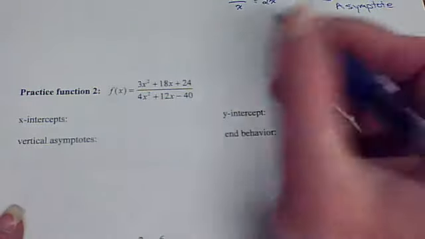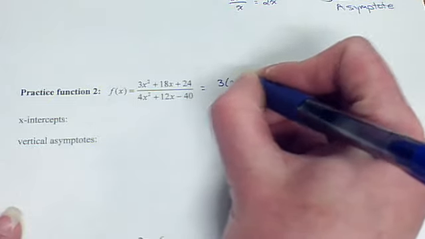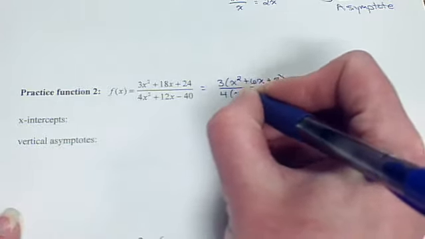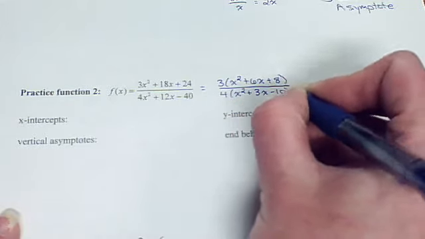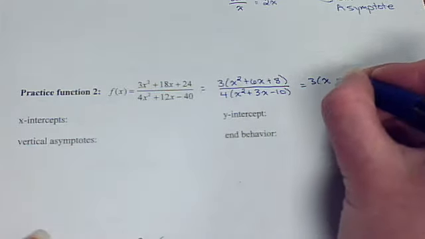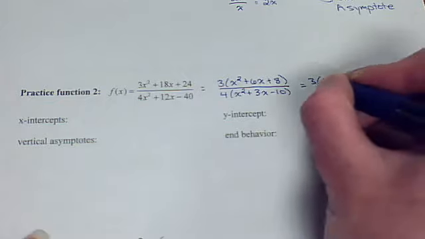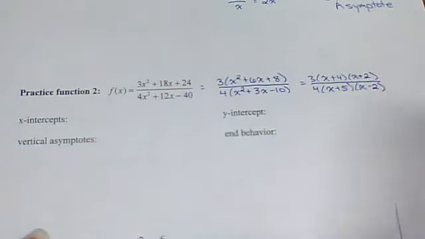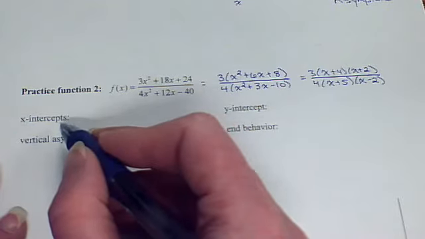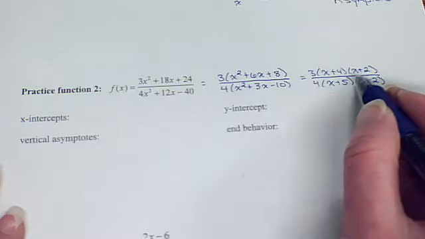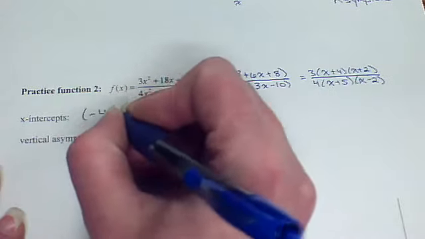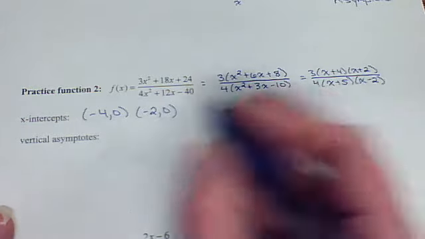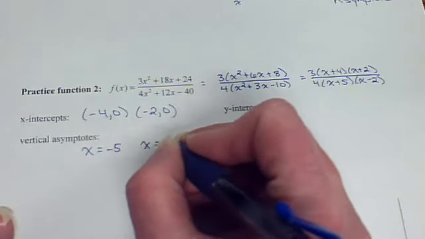My next example, again, it'd be helpful to factor. So I'm going to factor out the 3. In the denominator, I can factor out a 4. See if we can go again. Ooh, that one's nice. x plus 4, x plus 2. In the denominator, that's going to be x plus 5 and x minus 2. All right. x-intercepts are found by looking at the numerator and seeing what makes it equal 0. It's easiest to see it there. Negative 4 and negative 2. The vertical asymptotes, those are easier to see in the factored version as well. I would have x equals negative 5 and x equals 2.